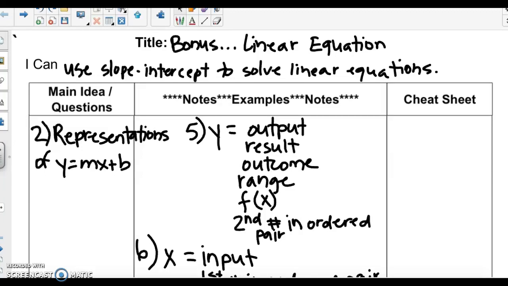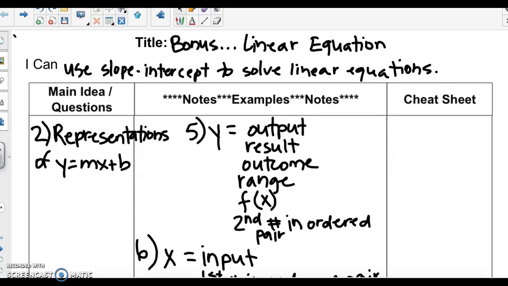Bonus, linear equation. I can use slope-intercept to solve linear equation. All right, thank you, Rowan. So I came into this note-taking document a little bit late, so I don't have your vocab. Can someone tell me what your first vocab word is? Kabir? Linear equation. What is that? A straight line on a graph that is made using coordinates.